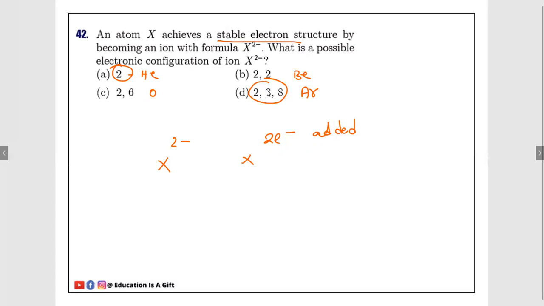Helium and argon both are stable, but 2 electrons are added, so there should be some element with 0 electrons, and if you add 2 electrons it will become 2. Is that possible? No, this concept is not possible, but this is possible. So after adding 2 electrons it has become stable, so you can go with D option.